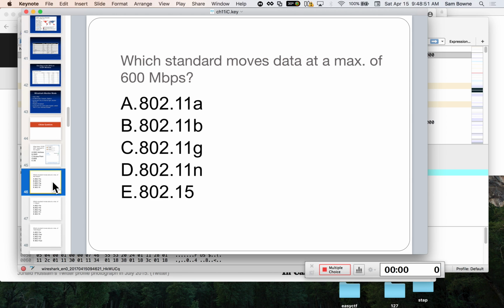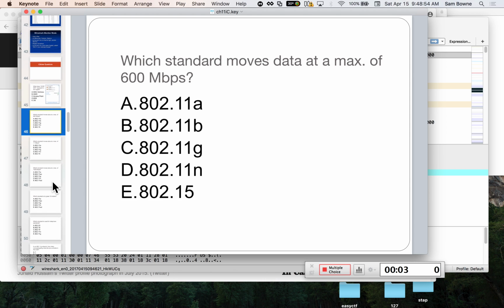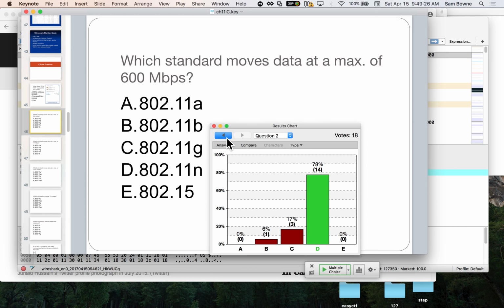All right. So which one goes at 600 megs? Although, as I mentioned, this is the raw bit rate. The so-called goodput is probably half of this, which is the actual amount of data you care about moving from point A to point B. Okay, that's 802.11n. That went that fast. 600, yep.